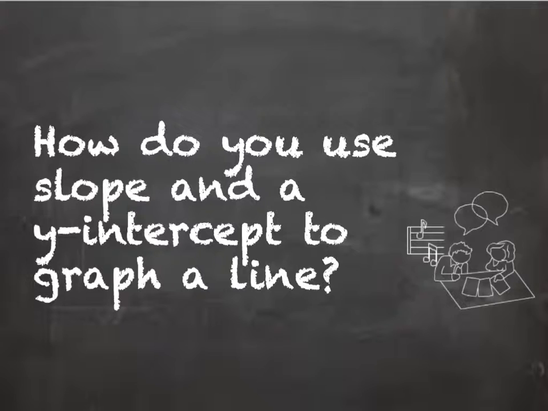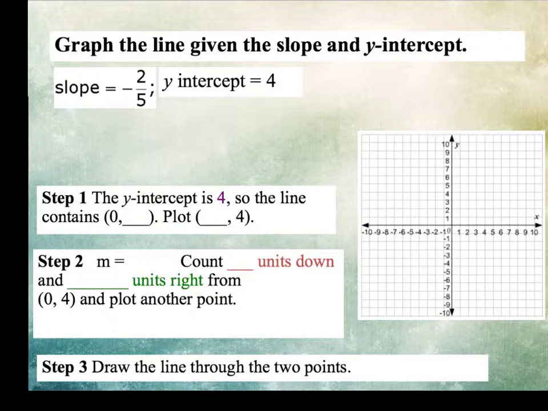How do you use slope and a y-intercept to graph a line? In this video, you're going to complete one example to answer this question. How do we use a slope and a y-intercept to graph a certain line? Graph the line given the slope and y-intercept. Here we have our slope, which is equal to -2 over 5. And we have our y-intercept, which is equal to 4. I list the steps for you on the left-hand side, and the graph is going to be on the right-hand side.